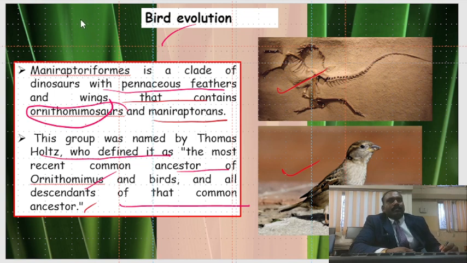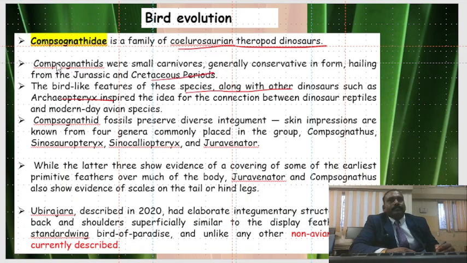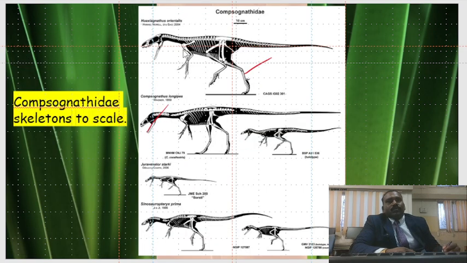The Maniraptoriforms or the Maniraptorans are supposed to be the recent ones which belong to the clade of the birds family. The Compsognathidae is a family of the Coelurosaurian theropod dinosaurs, and those are the non-avian dinosaurs. These are Compsognathidae skeletons with scales.